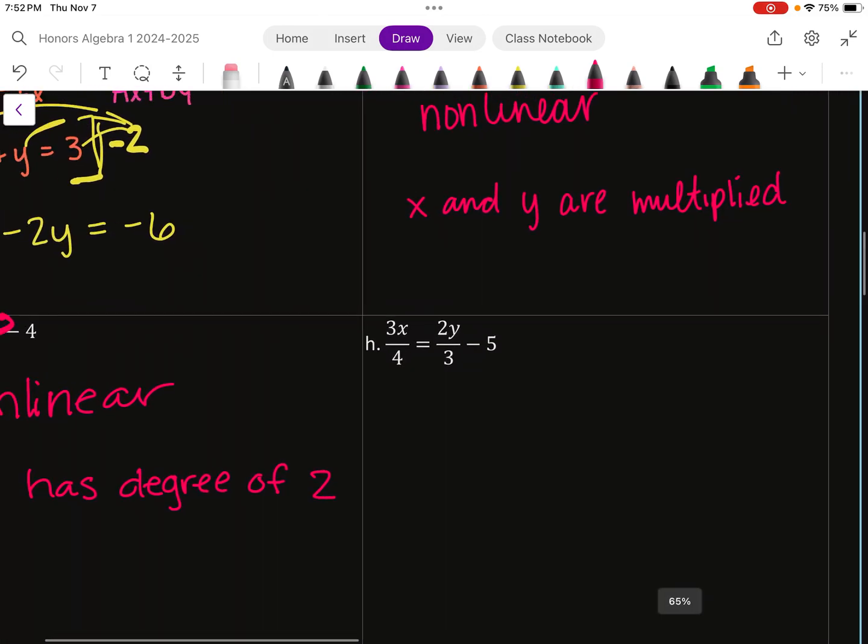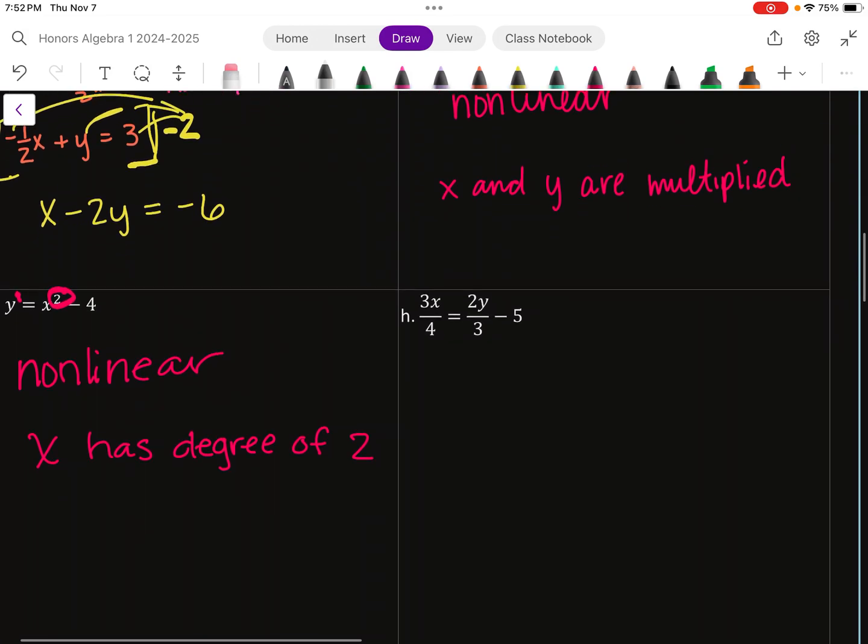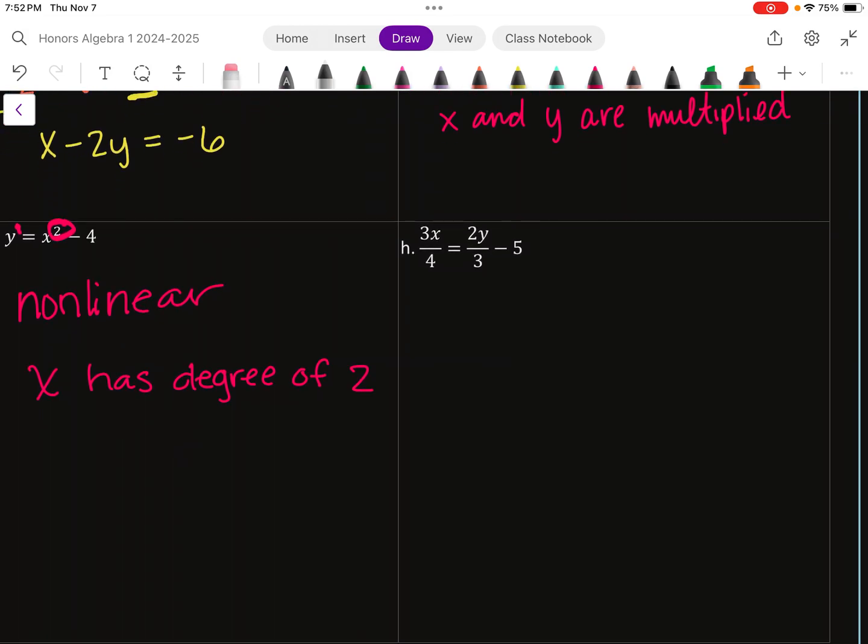And this one here, we got an exponent of 1 on the x, an exponent of 1 on the y. They're not being multiplied, but it definitely looks icky, not in standard form. So again, I can say it's linear by checking that x and y aren't multiplied, and the x and y have degrees of 1. But I need standard form.